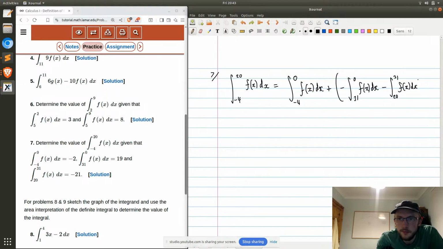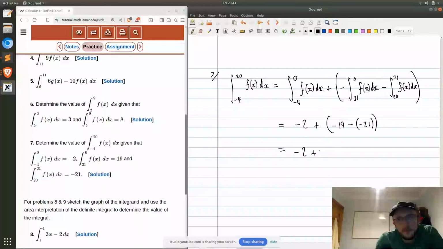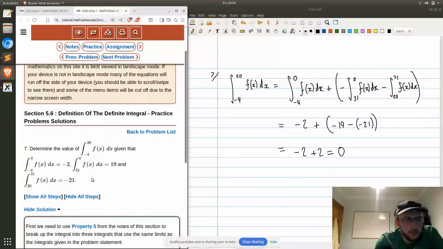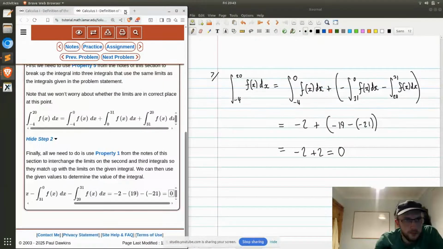Wait. Okay, so that would be negative 2 plus negative 19. That really zero. Okay.